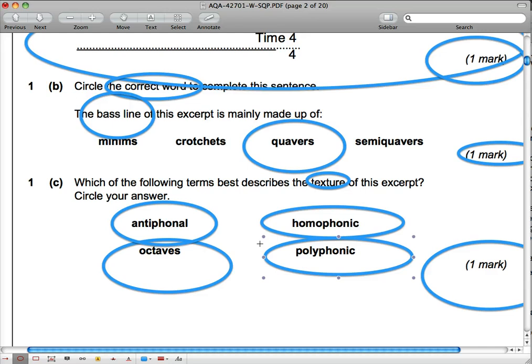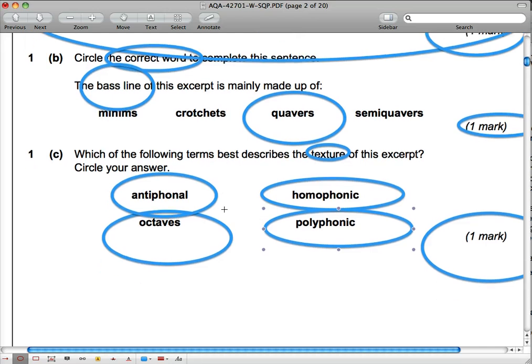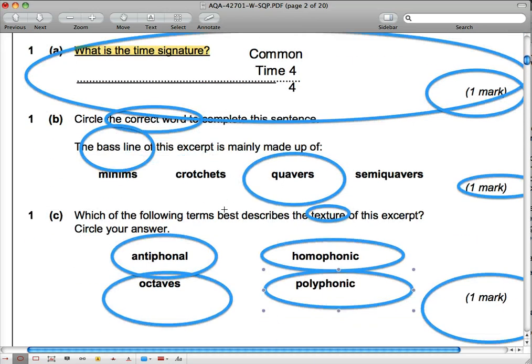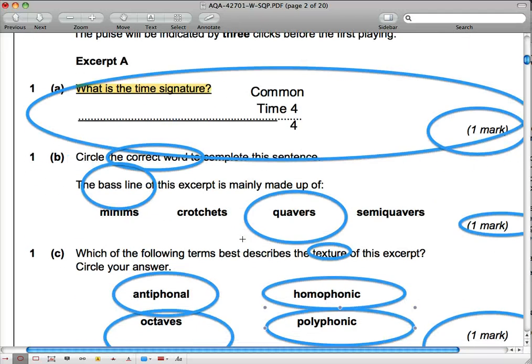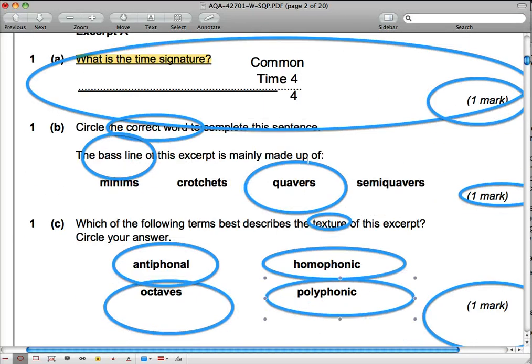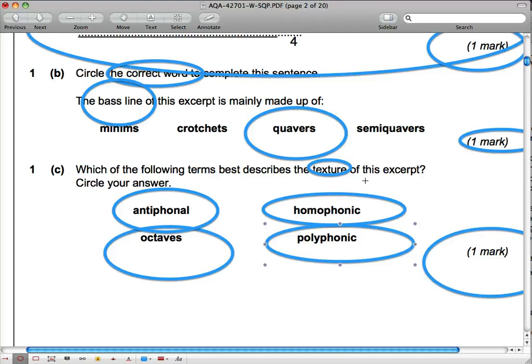There you go. So that should sort out the first page of the exam. We'll do another video later in the week which will look at the second page of the exam paper. But in the meantime, I would take this as an opportunity to go and revise meter, rhythm, and texture.